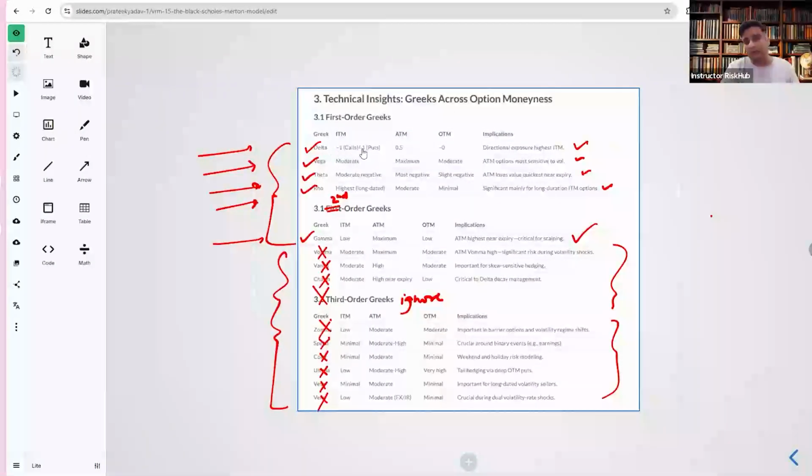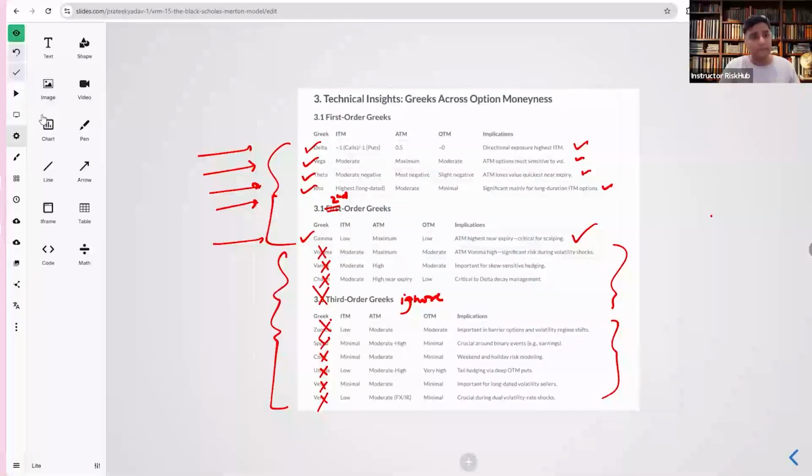Again, we'll come back to it, but please remember the values of delta: ITM -1 for put, +1 for call, ATM 0.5, OTM it is almost 0. It gives a directional exposure. Wherever it is highest, please try to remember it. So please read this, guys. This is all very important. It will come ahead. They're all questions.